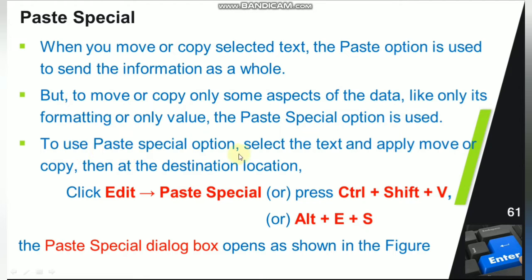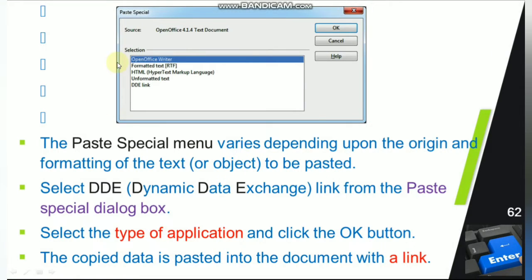To use the paste special option, you should select the text and apply move or copy. Then at the destination location you should give Edit, Paste Special, or press Ctrl plus Shift plus V, or press Alt plus E plus S. The paste special dialog box opens. The dialog box varies depending upon the origin, or the formatting of the text to be pasted.